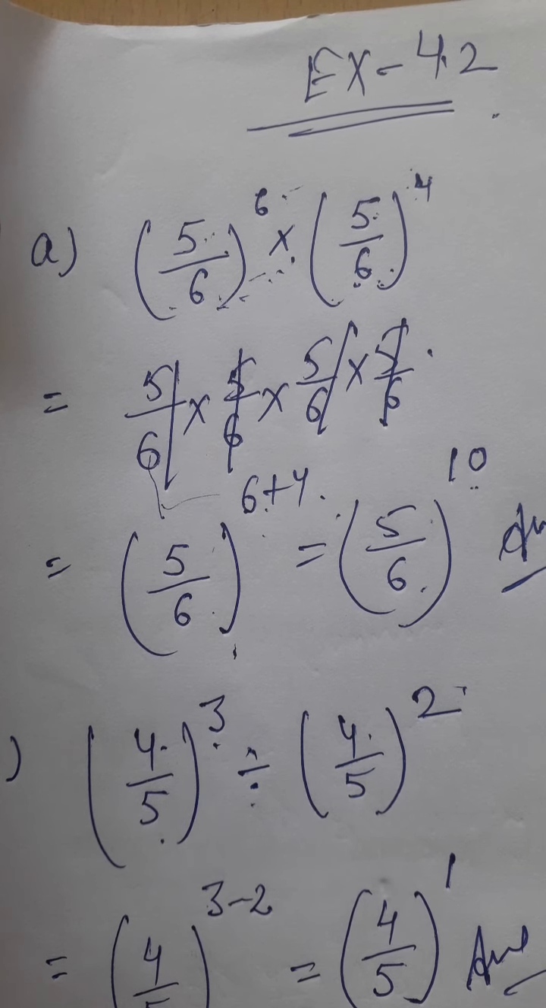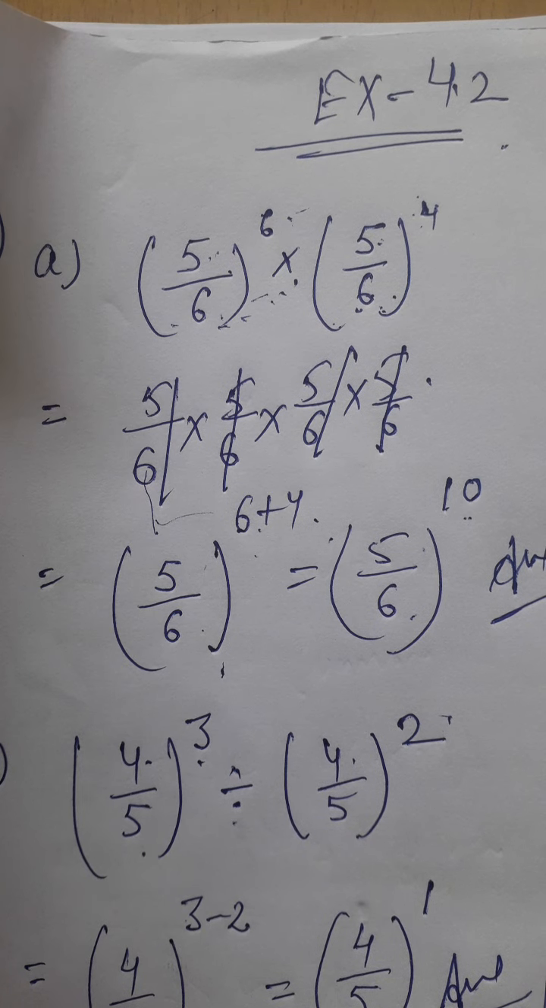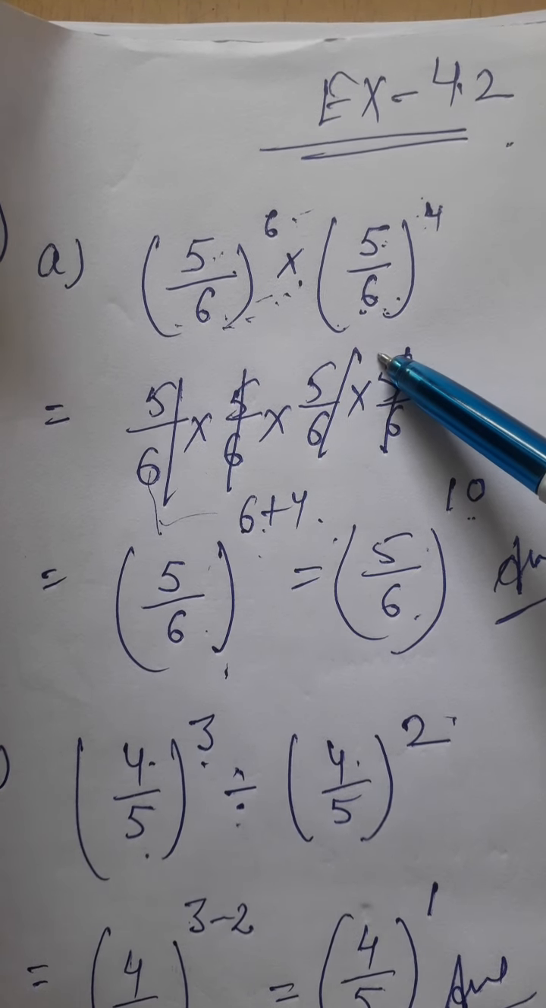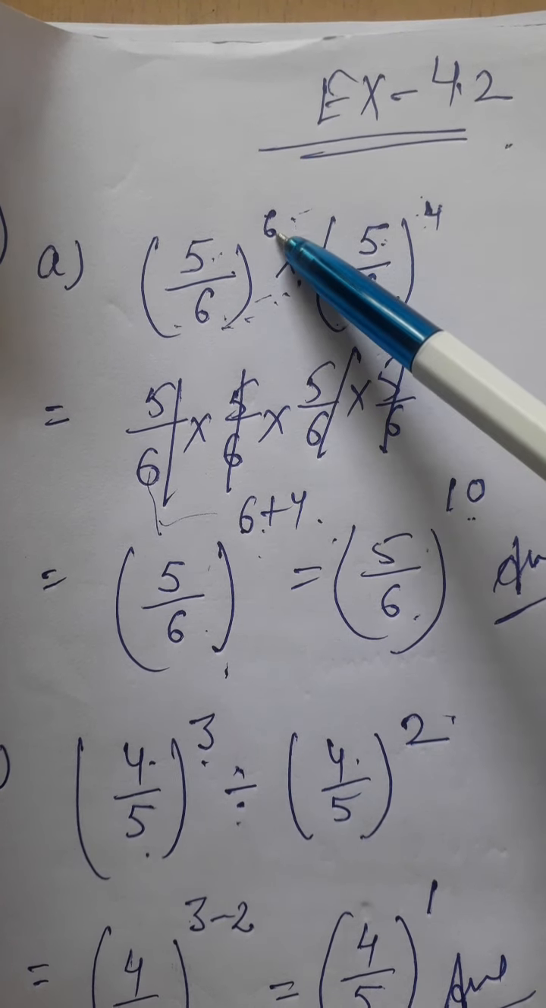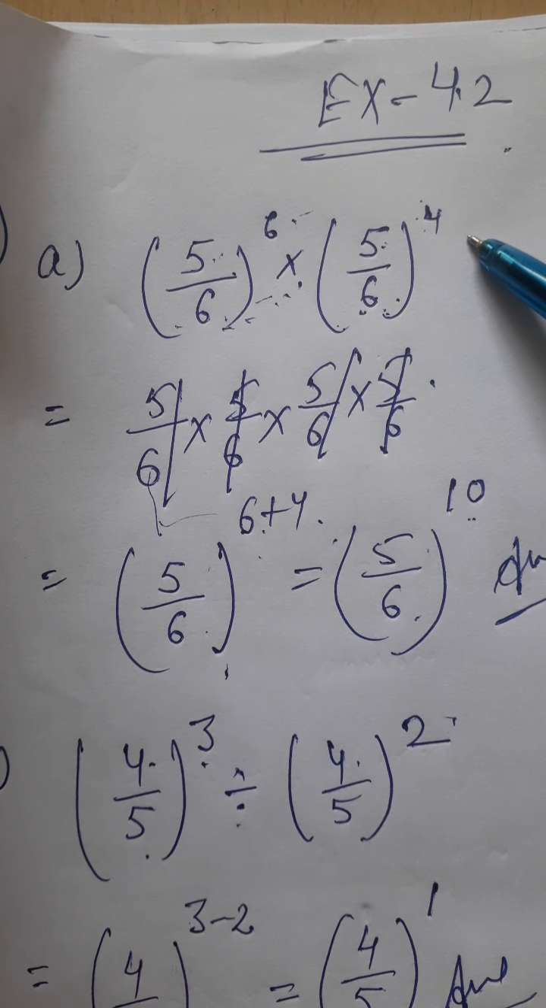Okay students, now we will discuss the exercise which we covered yesterday in our class. That was exercise 4.2 where we did the first question, A part, and these questions also consist of exponents and powers. 5 upon 6 having power 6 and 5 upon 6 having power 4.